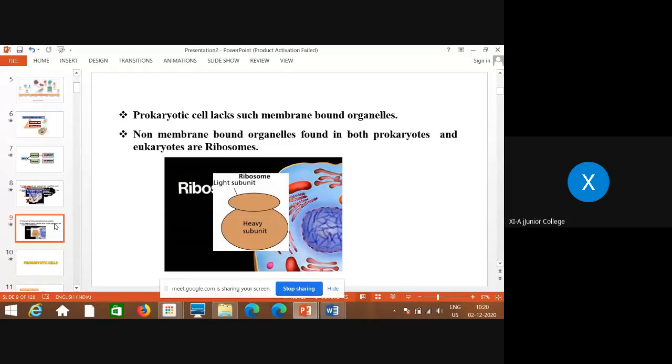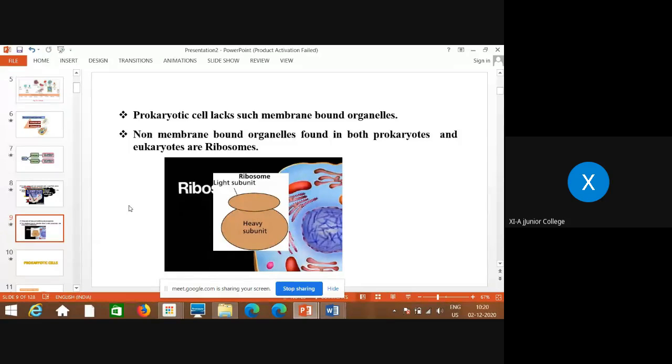One more thing which is common in prokaryotes and eukaryotes is a non-membrane bound organelle, and that is called ribosomes. Prokaryotic cells lack membrane bound organelles, but in eukaryotic cells there are such organelles too. One of the most important non-membrane bound organelles, found in both prokaryotes as well as eukaryotes, is the ribosome.